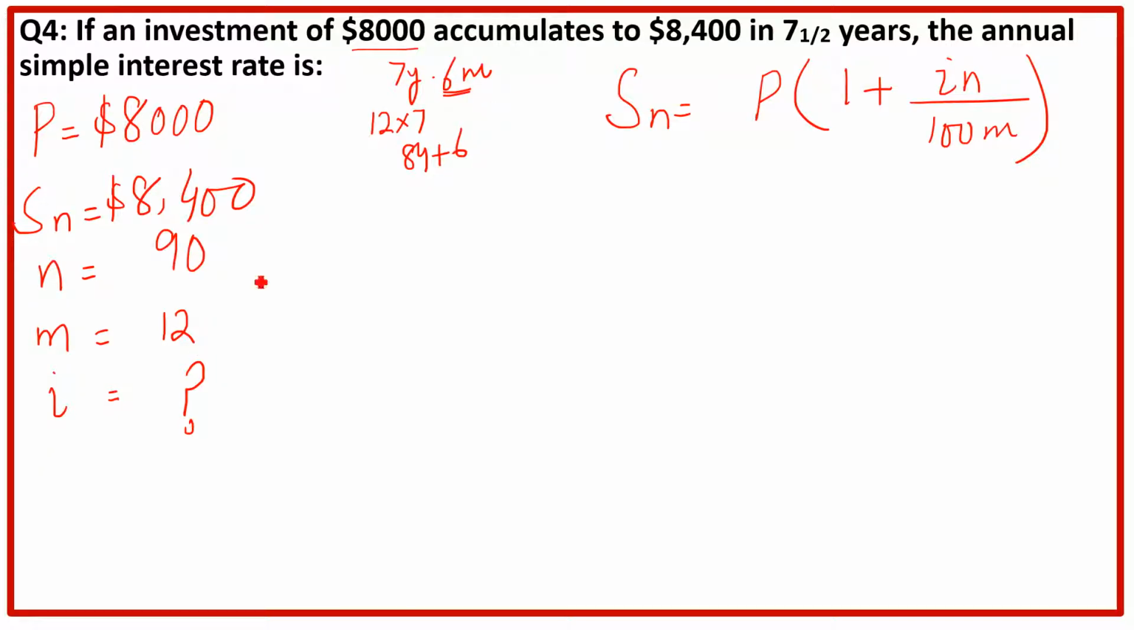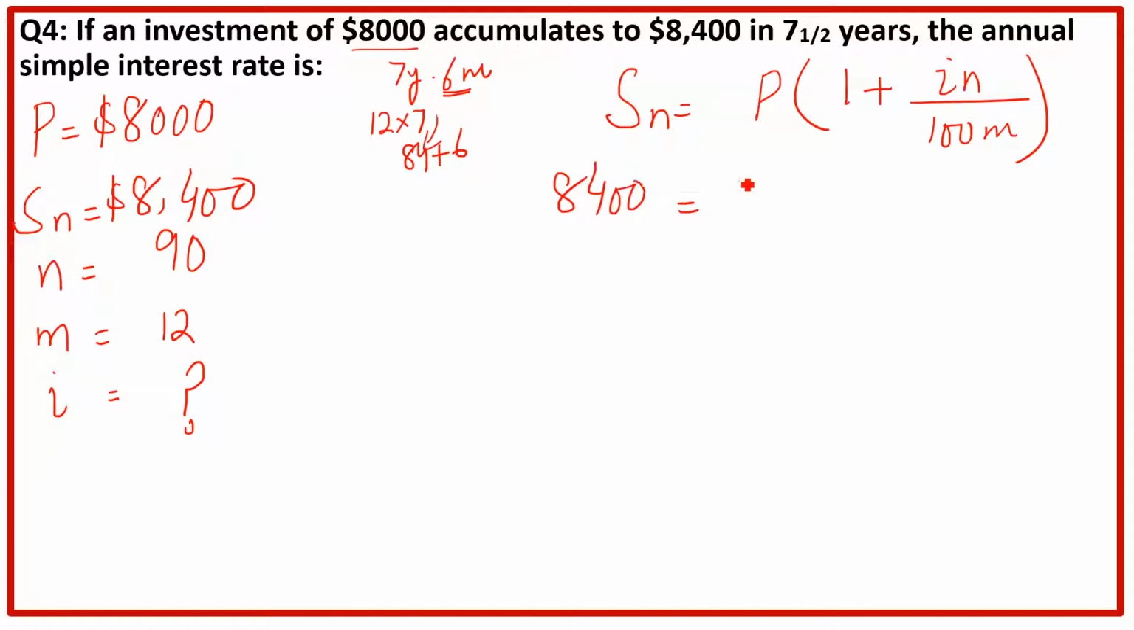One more time, why have I mentioned 12 here? If we have years and a part of a year, maybe in the form of months or weeks, and it is months, you have to consider 12, because there are 12 months in a year and we have 7 years. So 12 multiplied by 7 is 84 months. We are not going to write years, we have to convert the years into months. So the total is 90. So here, S_n equals 8,400.